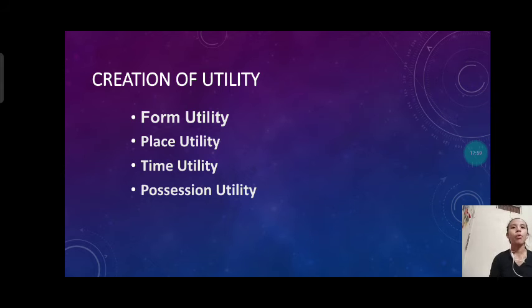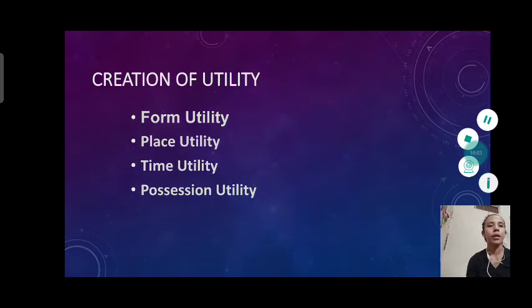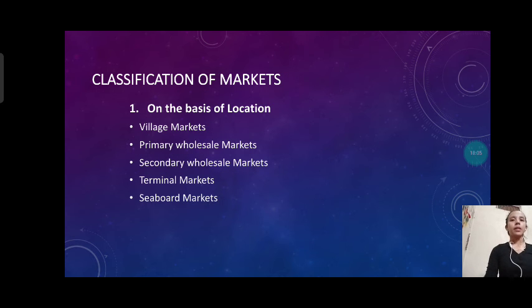Those are the four creation of utility. Next, let's proceed to classification of markets. Markets may be classified on two bases.